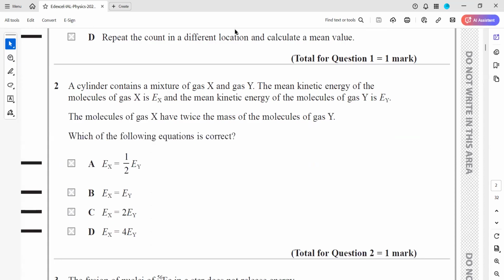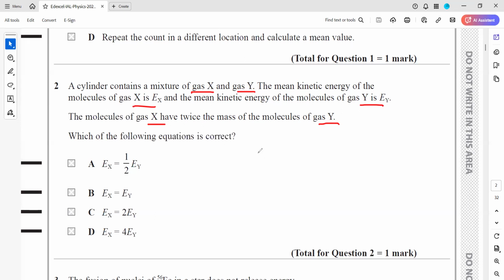Question 2. A cylinder contains a mixture of gas X and Y. The mean kinetic energy of molecules of X is EX and the mean kinetic energy of Y is EY. The molecule of gas X is twice the mass of molecules of Y. Which is correct? The mean kinetic energy means half mv square.